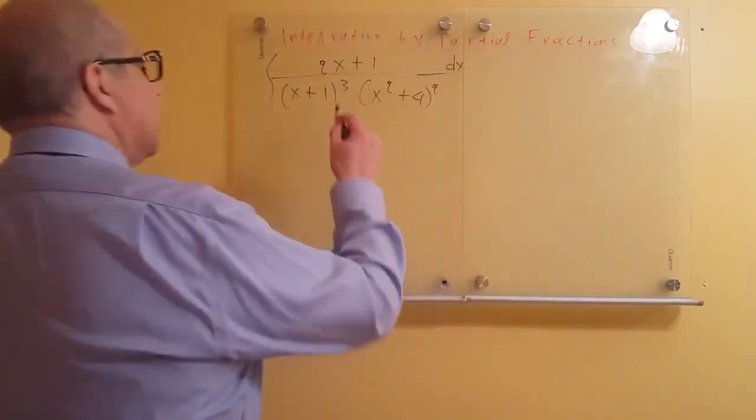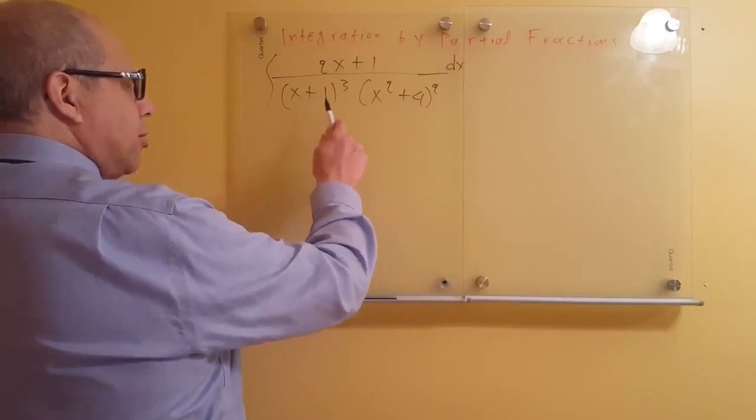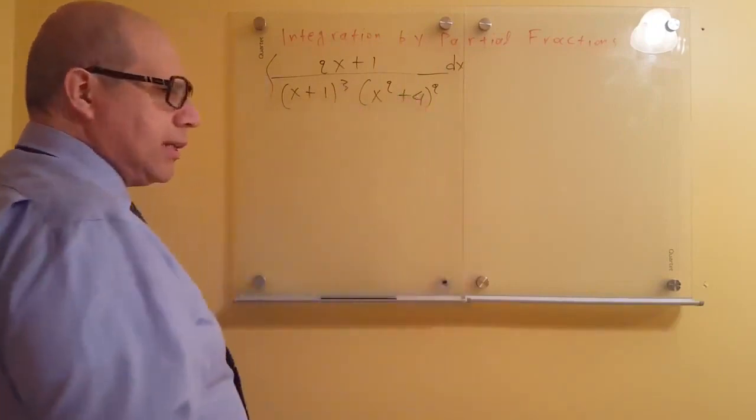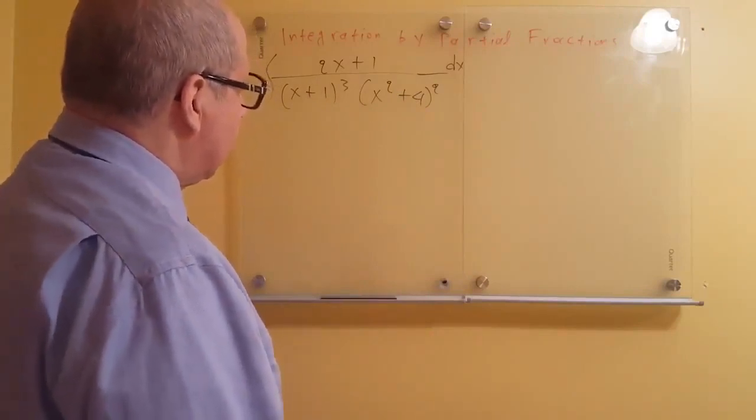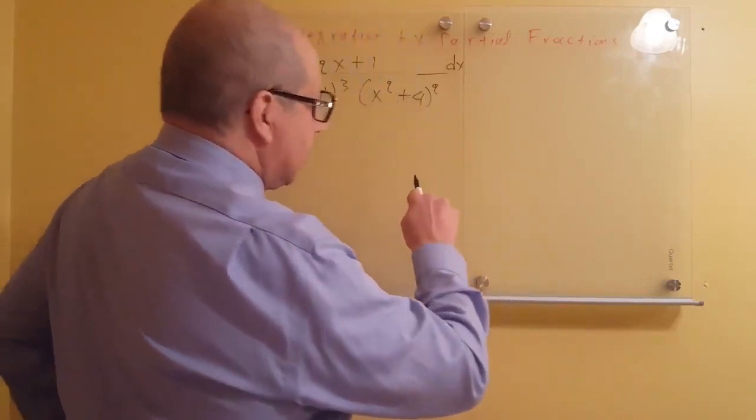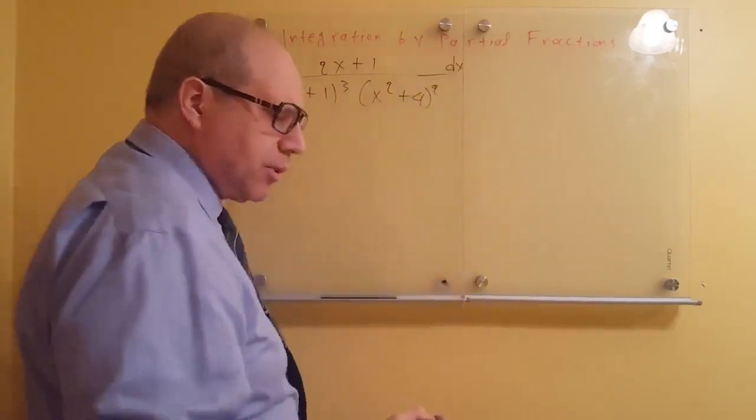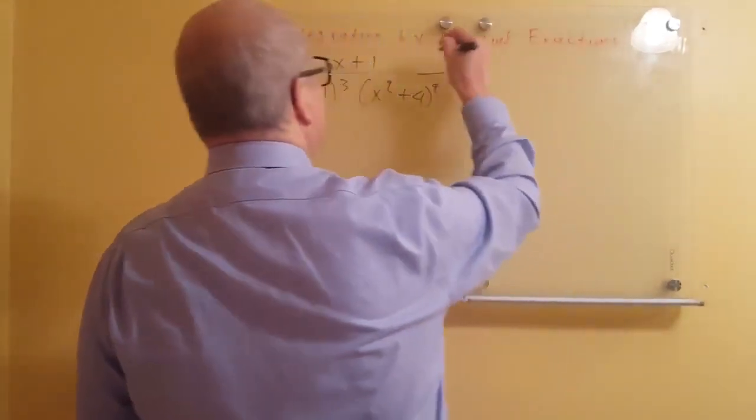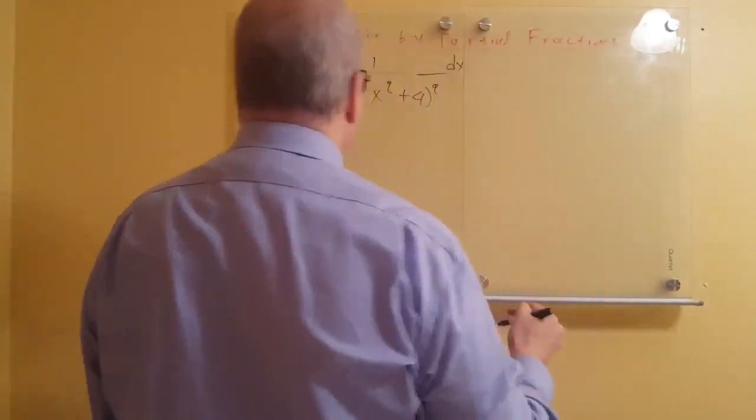What you have here is a linear factor, x plus 1, but in the third power, and then you have a quadratic factor. The x squared plus 4 we cannot break down because its discriminant is negative, so this is a quadratic again, in the second power. So now let's forget about the integral and just work on the rational function.